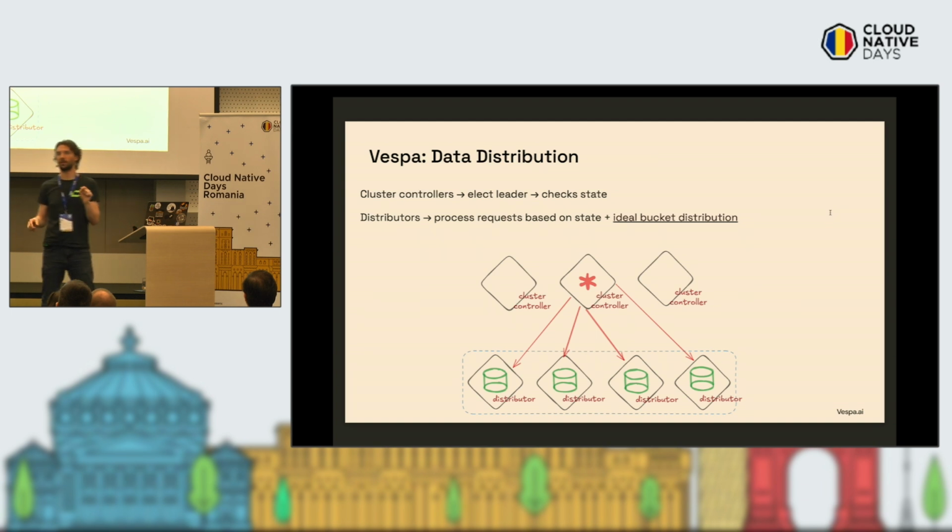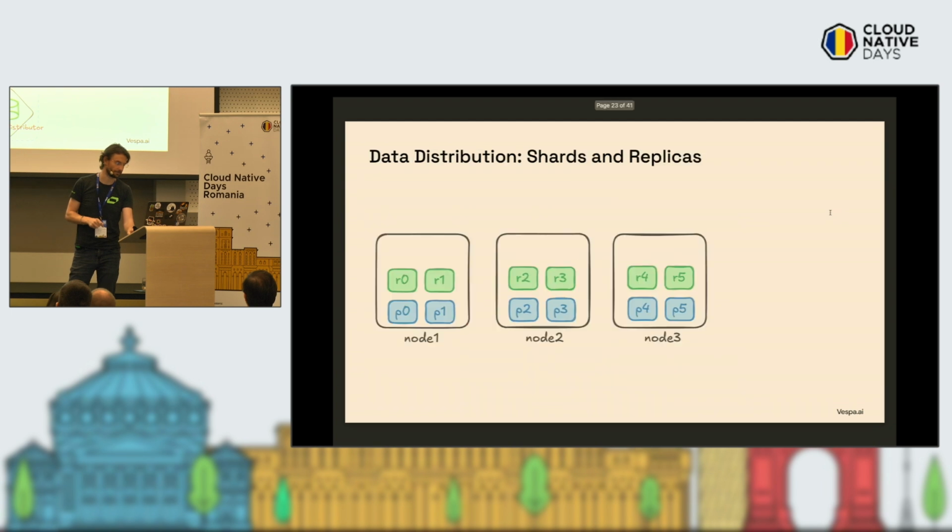And one other thing is that in Vespa, it's deterministic. If you know how many nodes you have and your replication factor and things like that, you basically know, because there's an ideal bucket distribution algorithm, where each bit of data is. So you don't have to sync up who really holds which chunk of data.